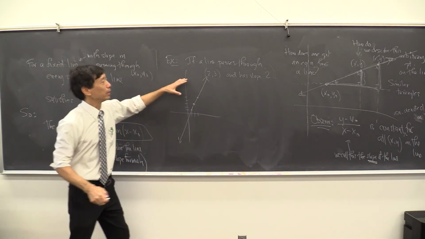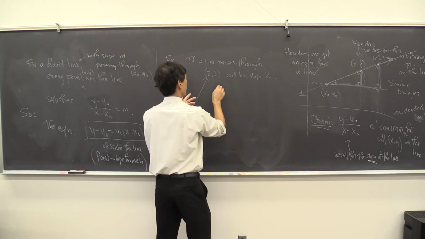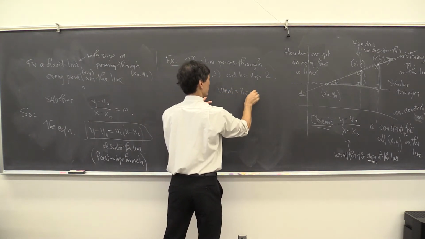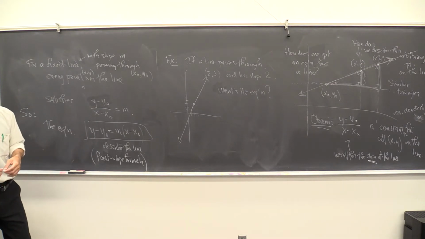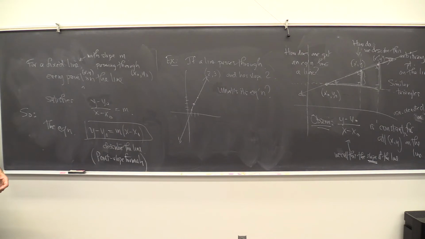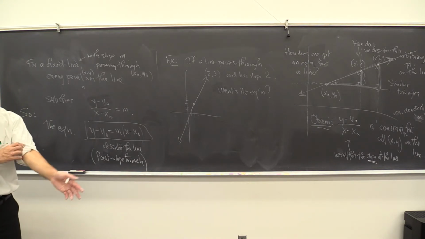If you have this line, what would the equation be for the line that passes through 2, 3 and has slope 2? Take 30 seconds and write something down. Okay, turn to somebody nearby and talk to them. What did you write down?